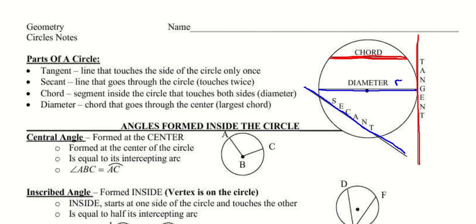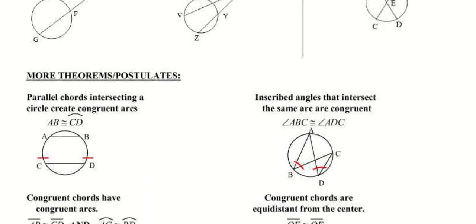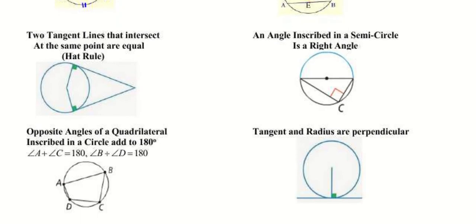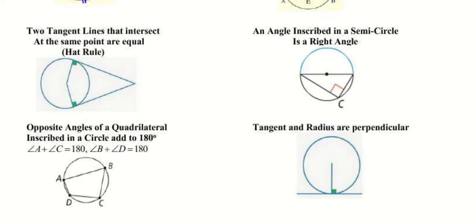So the two theorems, really three, we'll get one later today, that we're going to use today are, number one, we call it the hat rule. The hat rule is not a math term, it's something I like to use, but it looks like if you put a hat on a circle, see the hat right here, okay? These two lines, these two tangent lines that intersect at the same point are equal, okay? So two tangent lines that intersect at the same point outside the circle are equal to each other. So if you put a hat on the circle, remember that the two sides there are the same.